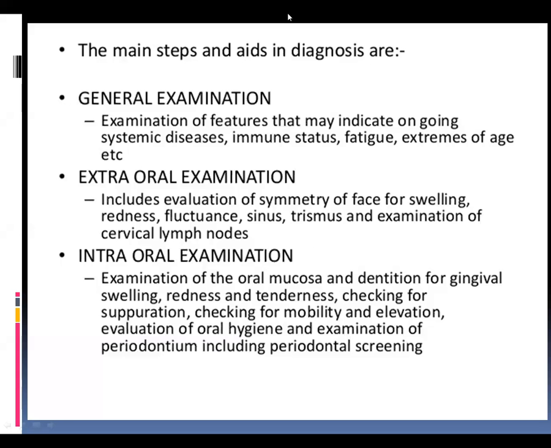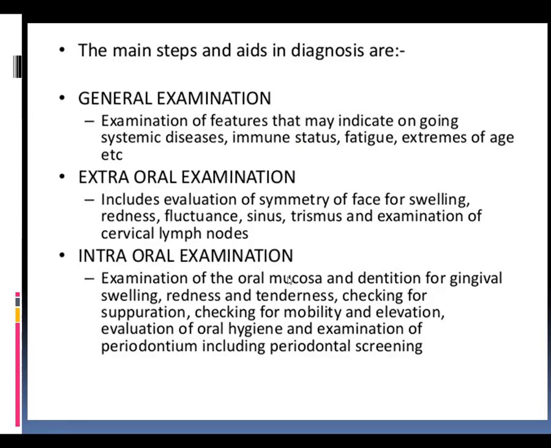The main steps and aids in the diagnosis are: first, a general examination. Just do a general examination for features that may indicate ongoing systemic diseases, immune status, fatigue, extreme conditions. And the external examination: evaluate the symmetry of the face for swelling, redness, fluctuance, sinus, trismus, or the examination of the cervical lymph nodes.